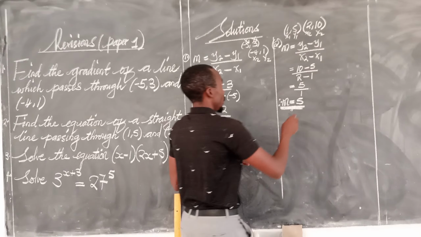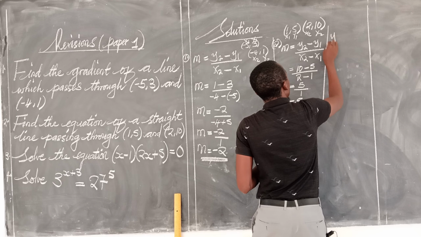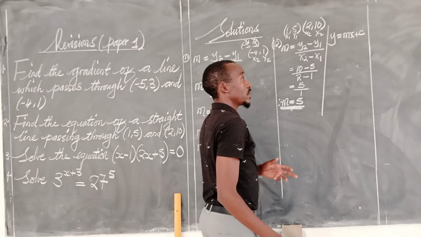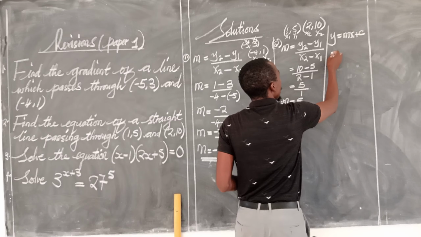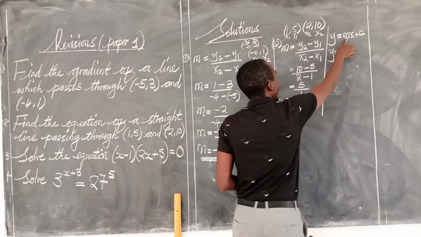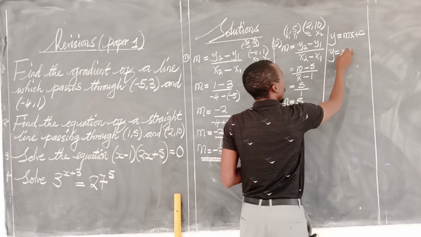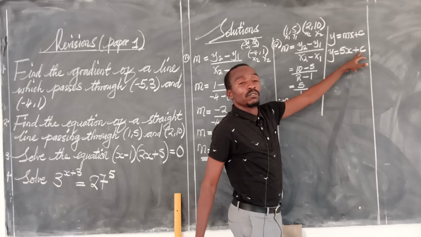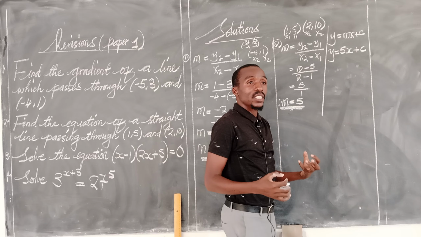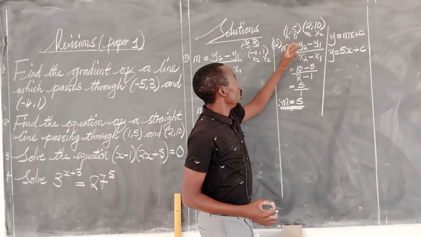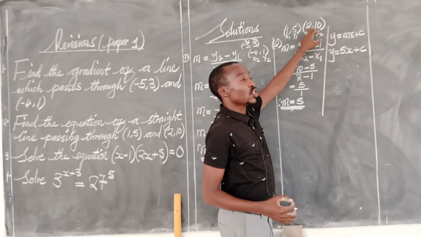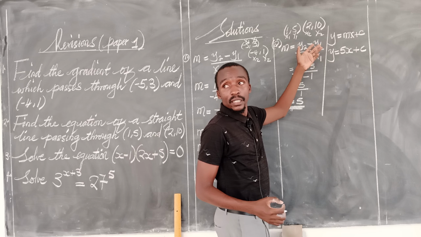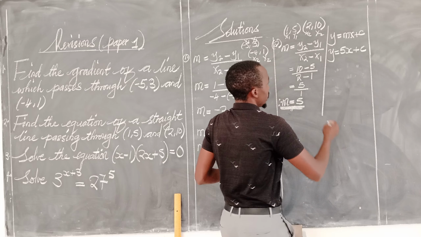Now that you have found the gradient 5, we now use the formula to find the equation of the straight line, which is y is equal to mx plus c, which is the constant. So now in this formula we're going to replace. We say y is equal to, this m is the gradient that we have found here. So we're going to put 5x plus c. Now, we don't know the value of c. So we need to find the value of c. How do you find the value of c? We can use any of these coordinates that you have been given. So we can either choose to use (1, 5) or (2, 10). Okay. So let us use (1, 5).